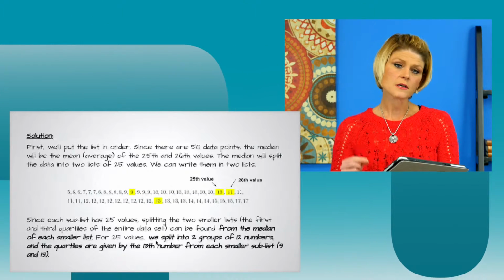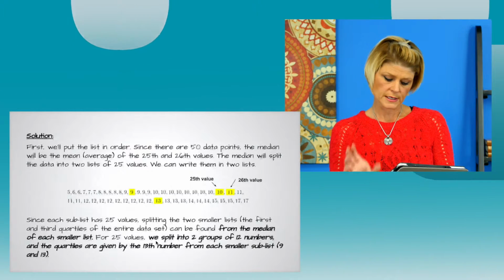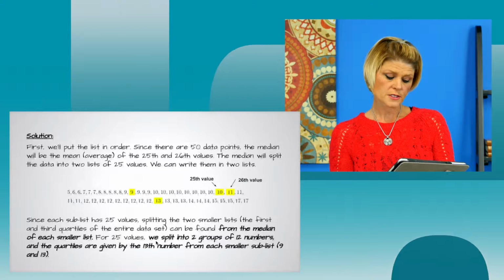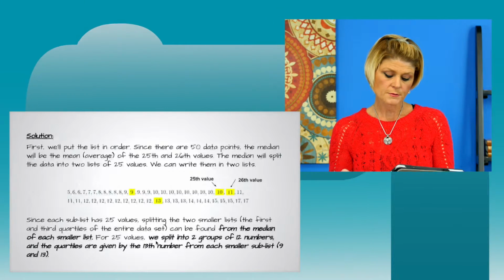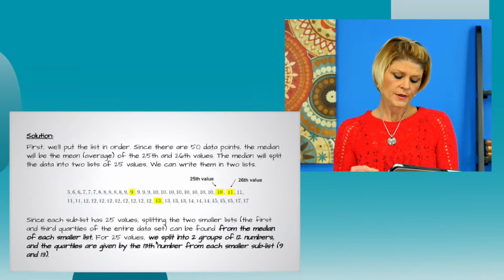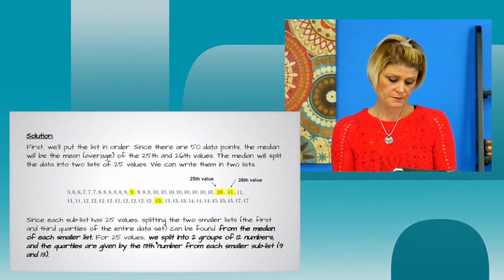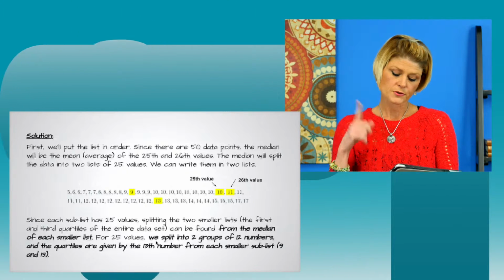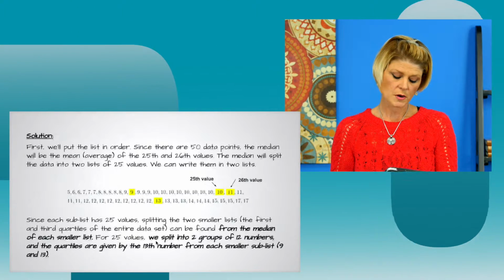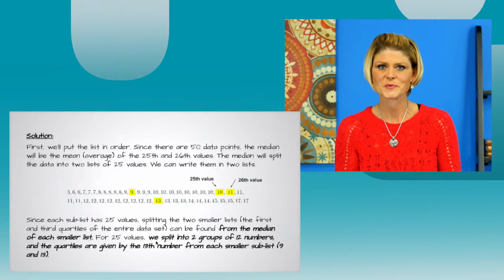Now, since each sublist has 25 values, the first and third quartiles of the entire data set can be found from the median of the smaller lists. For 25 values, we're going to split into 2 groups of 12 numbers, and the quartiles are given by the 13th number from each smaller sublist, 9 and 13, and those are highlighted in yellow as well.